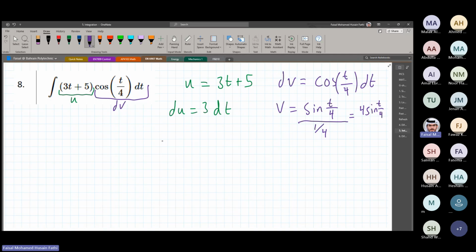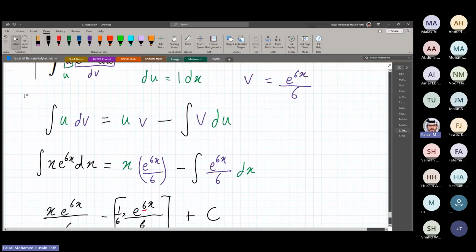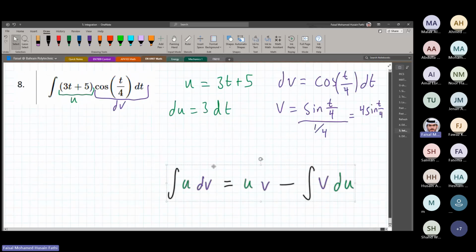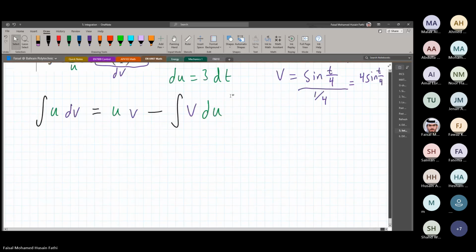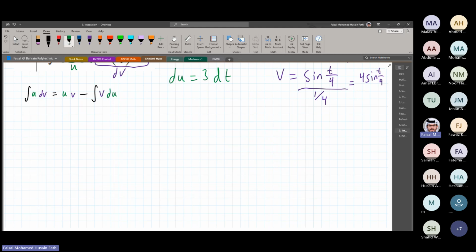Moving on. We just have to apply the equation. The integration by parts equation. Make sure you memorize this form so you don't get confused, because the formula sheet form is a bit weird. So the integration of u dv. u dv is this question of ours.